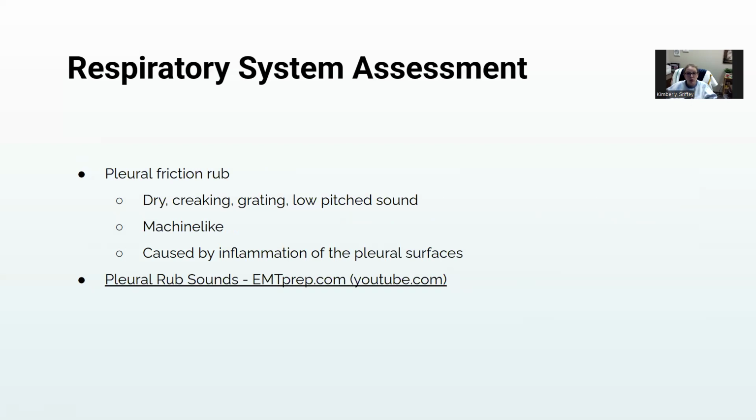And then you have a pleural friction rub. This is like a dry creaking and grating sound. It'll be lower pitch, but it'll almost sound mechanical. And this is caused by an inflammation of that pleural space. So when that pleural fluid is decreased, you have the two tissues grating against each other. This is what that's going to sound like. And I've got a video here that you can watch to see the difference in those.